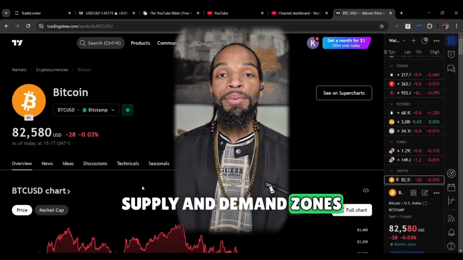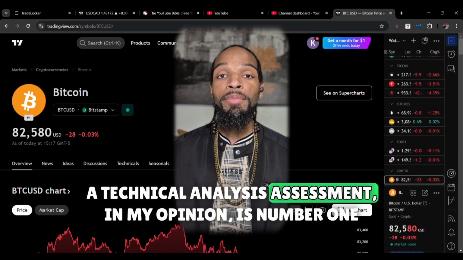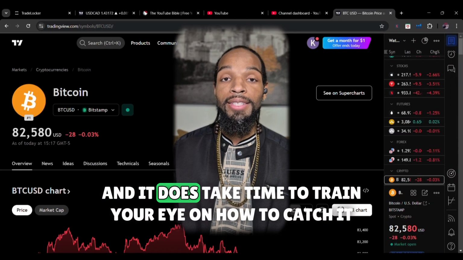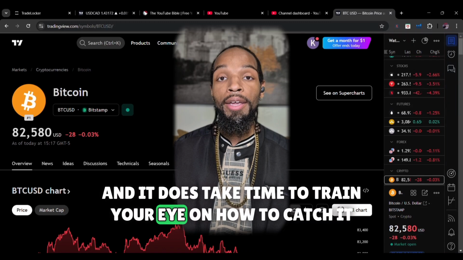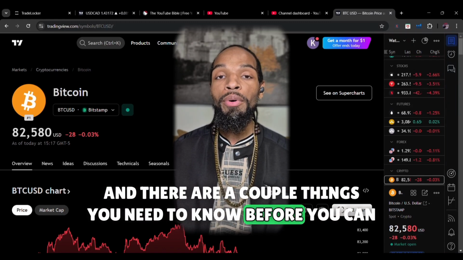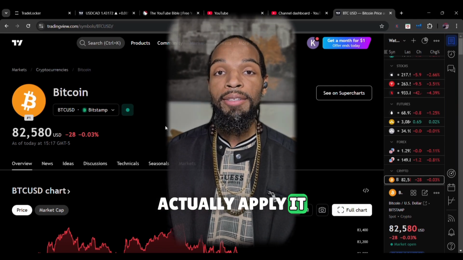Supply and demand zones. A technical analysis assessment, in my opinion, is number one, and it does take time to train your eye on how to catch it. And there are a couple things you need to know before you can actually apply it.